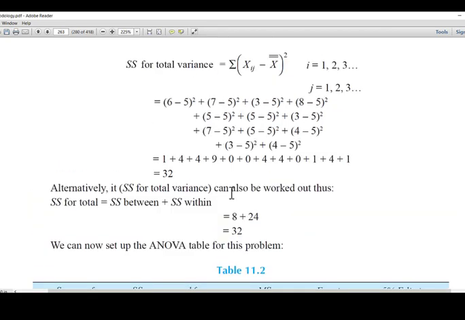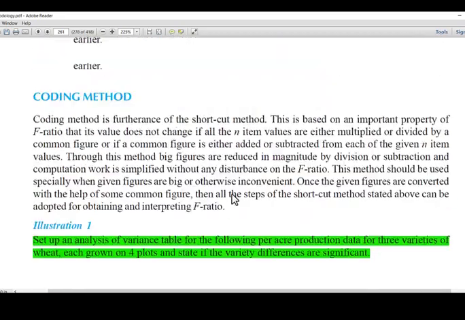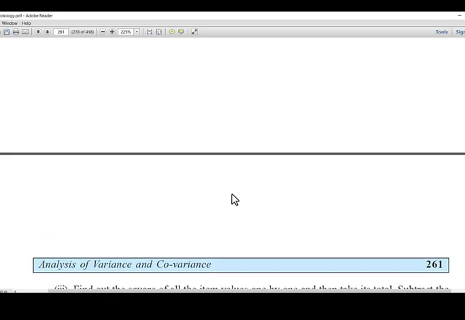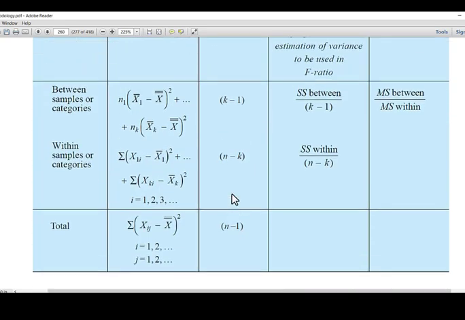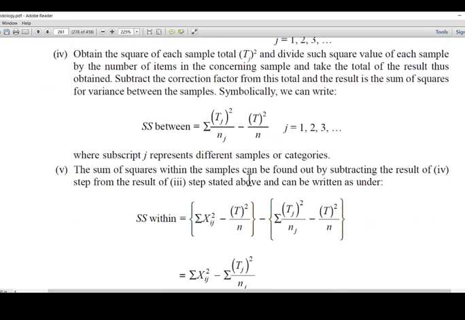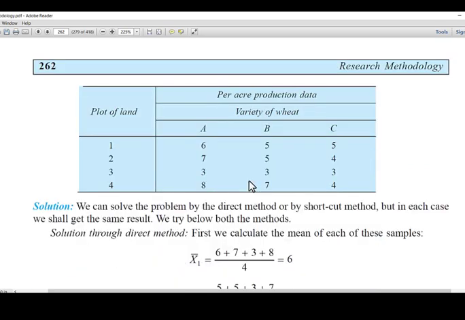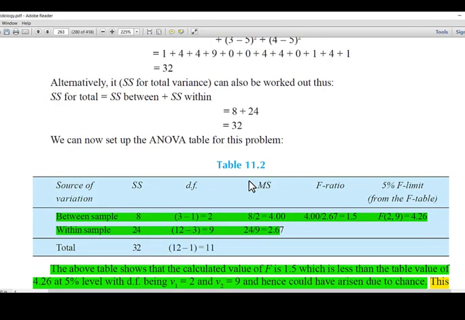Regarding degrees of freedom, if you want to confirm yourself, just have a look at this table. It is already given here: between samples k minus 1, within samples n minus k, and total n minus 1. That is what we have done now. After doing this, we have these mean square values, which are calculated like this.